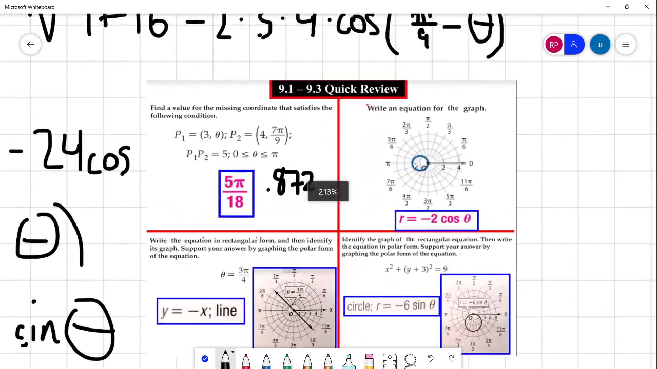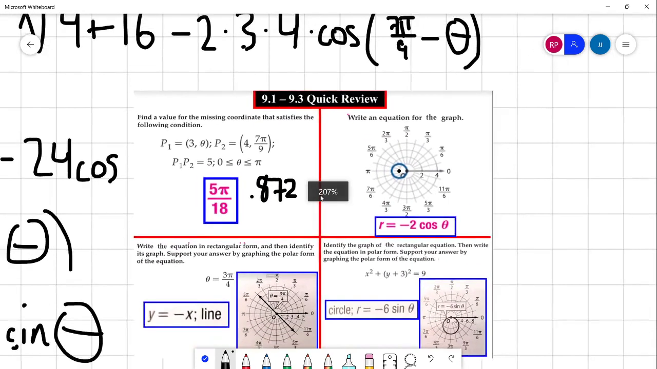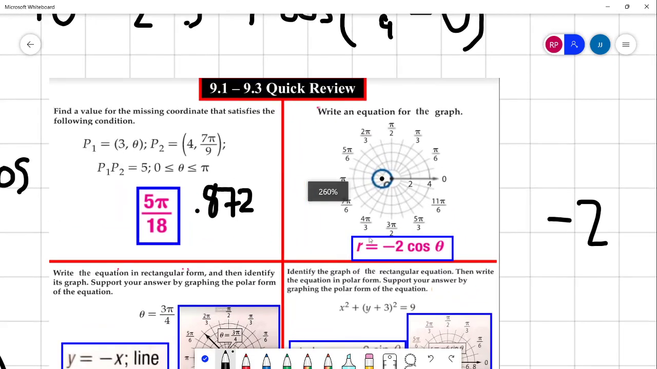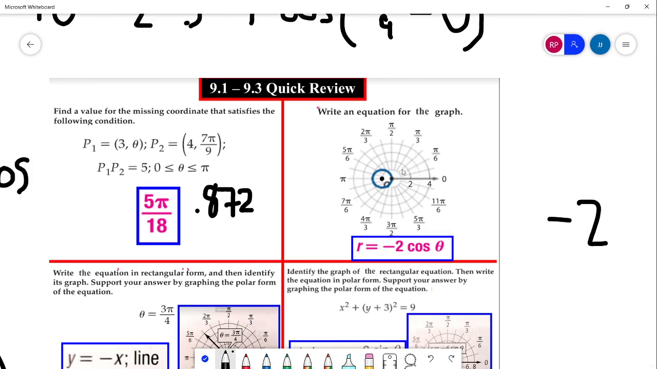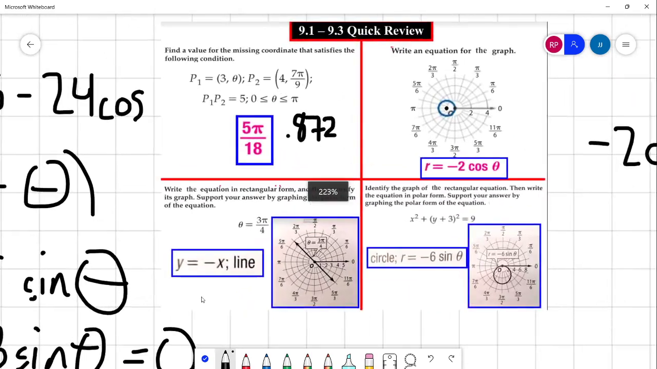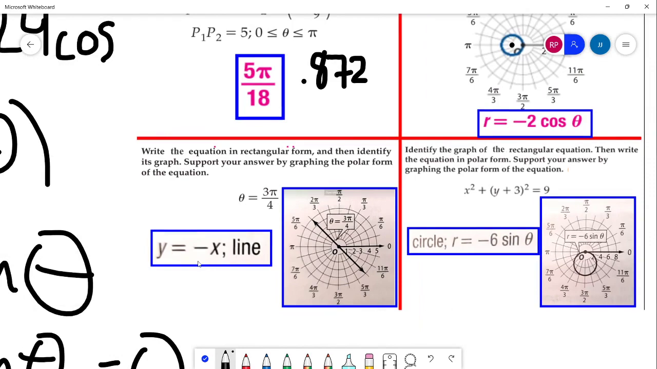Alright, let's do the other ones here. So this one, you can kind of just look at it, right? You know that the diameter is 2. So it's going to be -2, right? Because we see it's on the left. And it's cosine theta because it's on the horizontal instead of the vertical axis. So really, I mean, I know the thing is right there, but you can kind of just look at it. For this one, theta equals 3 pi over 4. You can visualize it like this here, right? And negative x, as they say. And yeah, it's a line.